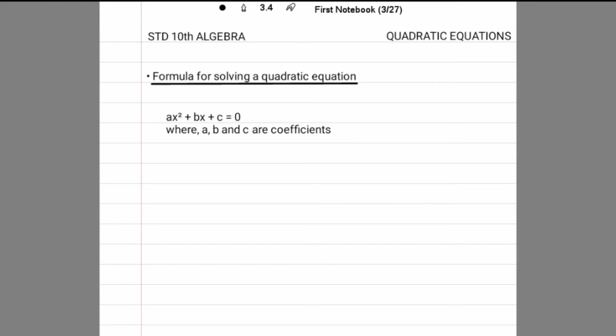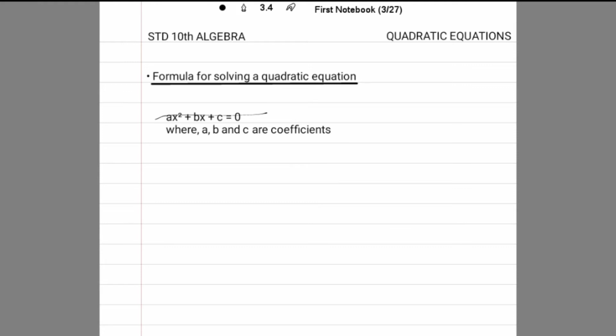In the last video we saw two methods for solving the quadratic equation, right? First was the factorization method, and the second was completing the square method. So these were the two methods which we learned. Now we are going to see a simple formula for solving the quadratic equation. Suppose we have a quadratic equation of the form ax square plus bx plus c is equal to 0, right? This is the general form of quadratic equation, right? We have seen this in the last video.